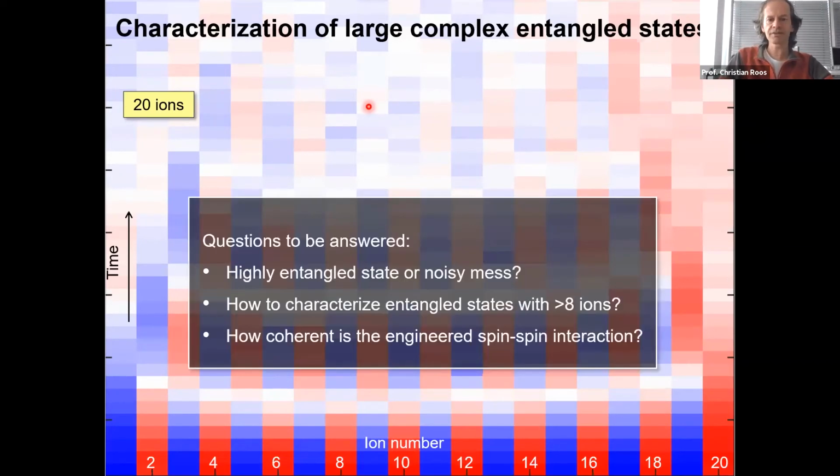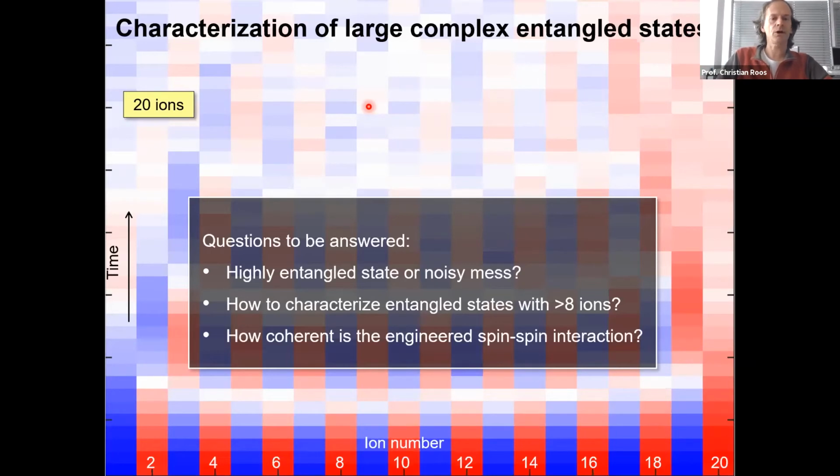And now the question is, what is it that we are seeing here in our experiment? Is this a highly entangled state where the excitations are completely delocalized over our system, or is it just a noisy mess because we do not control decoherence by coupling to an environment, which we always have in our experiment? And so the question then is, how can we characterize an entangled state if we have more than 8 ions? 8 ions is the biggest number that we ever investigated by brute force quantum state tomography.